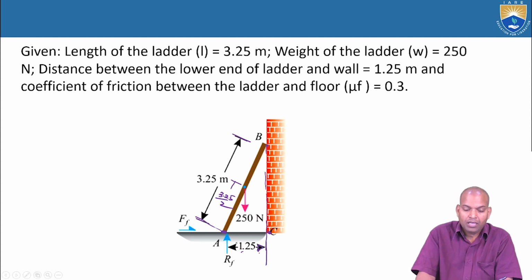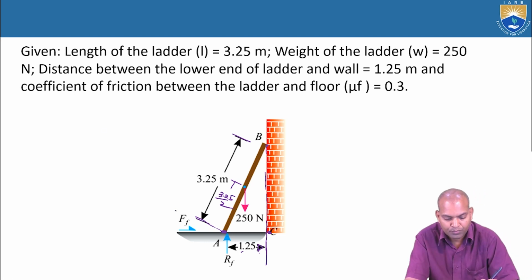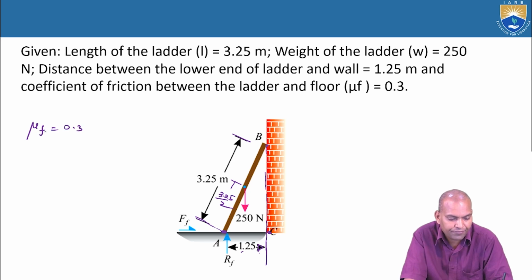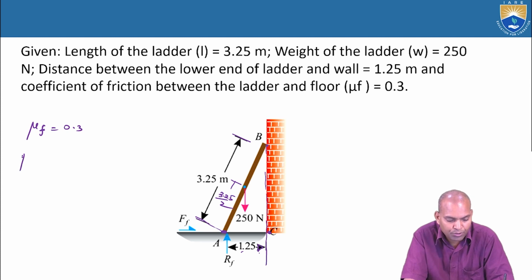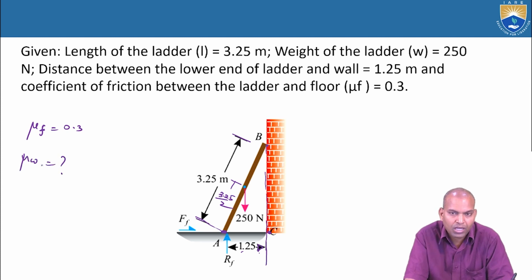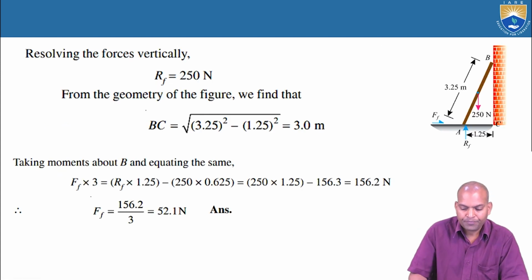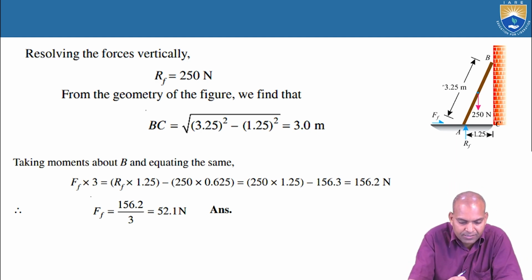Alright. Now the coefficient of friction between the ladder and the floor is mu F, and mu F equals 0.3. F stands for floor, and mu W means the coefficient of friction between the wall and the ladder. That is mu W. Now for this case, let us begin. Apply equilibrium conditions. Before that, we need certain things.